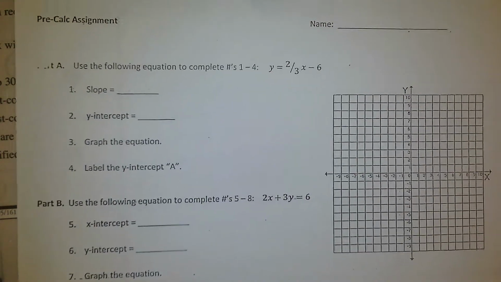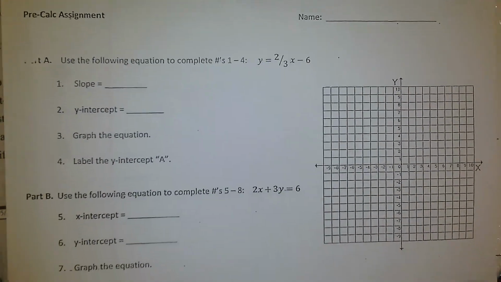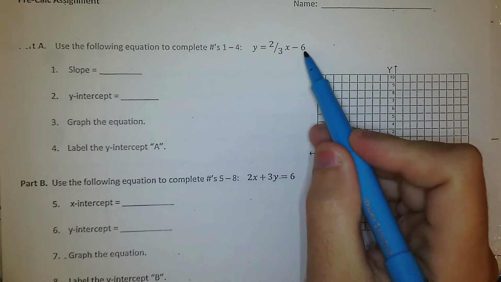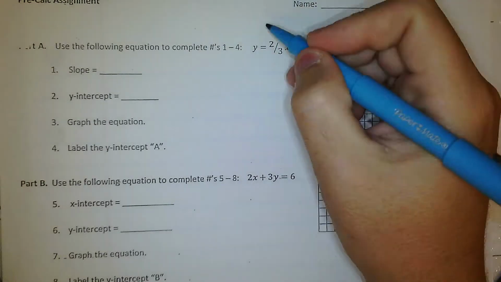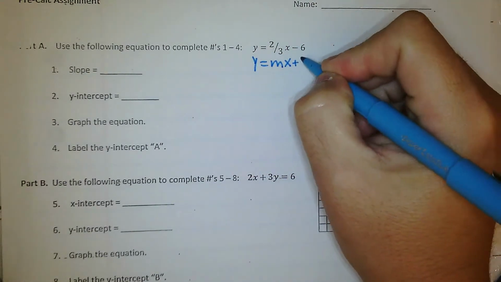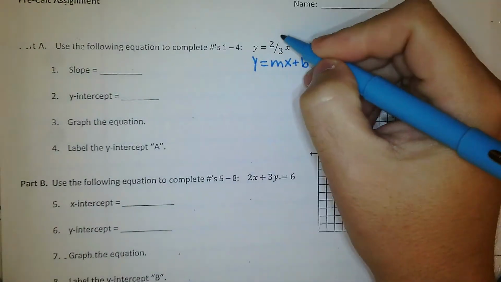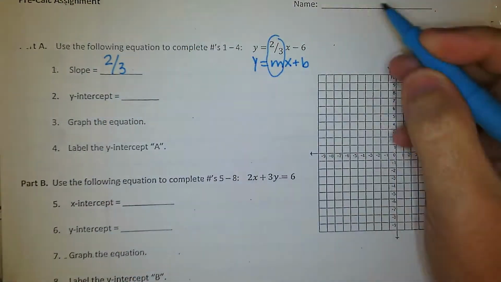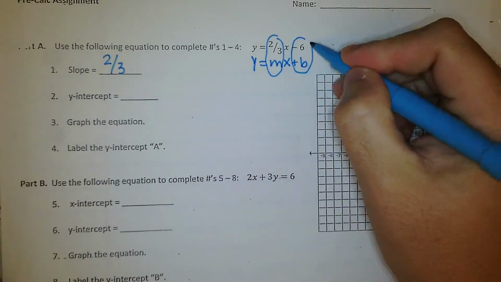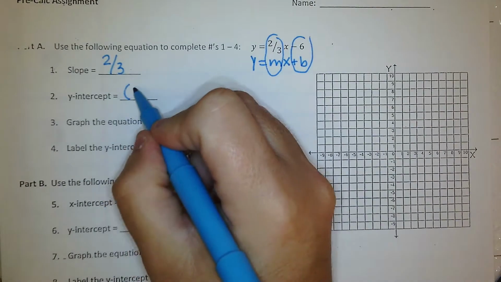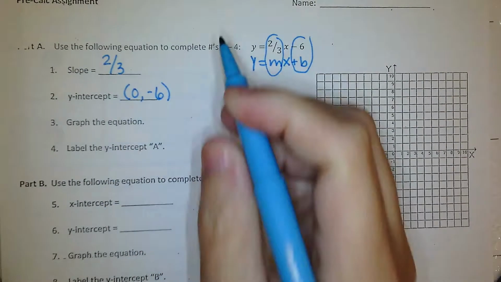Okay, so we're going to go over the warm-up real quick, and this should be pretty quick. In part A, you're looking at an equation, y equals mx plus b. We know that m is the slope, and we know that b is the y-intercept. So our slope is going to match up with the m. So our slope is 2/3. Our y-intercept matches with the b, and in this case, our b is -6, or our y-intercept is 0, -6.